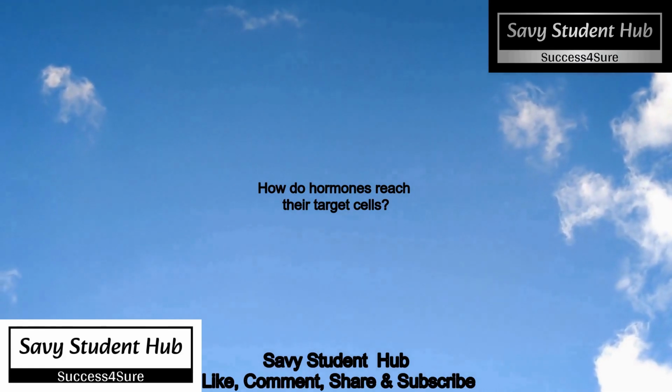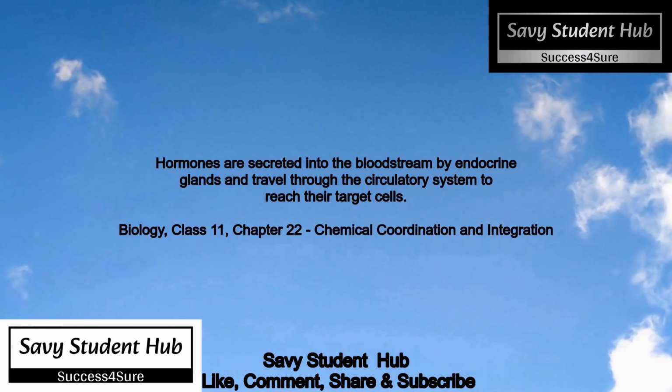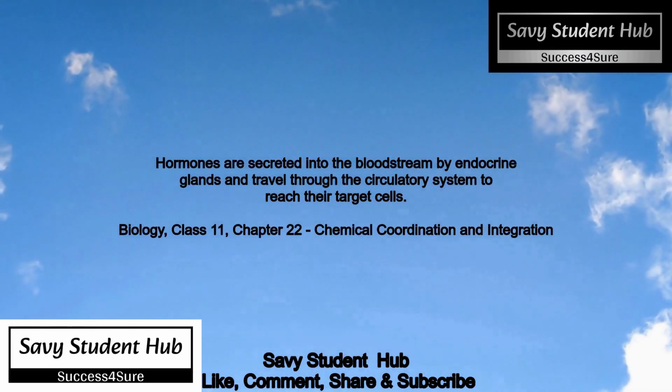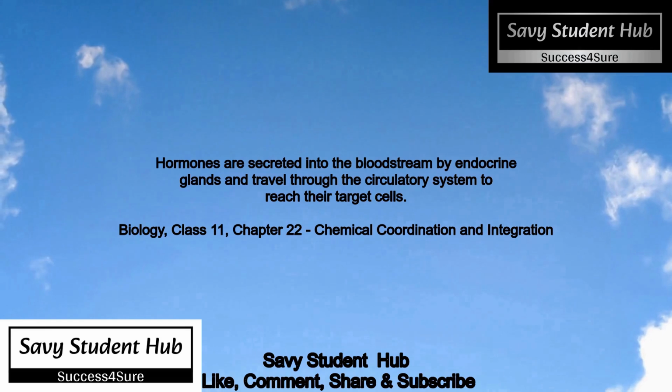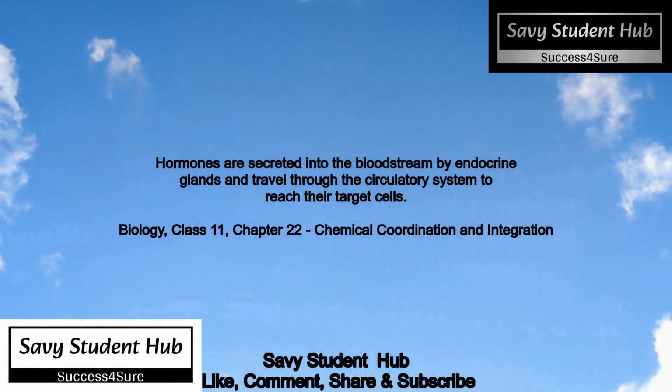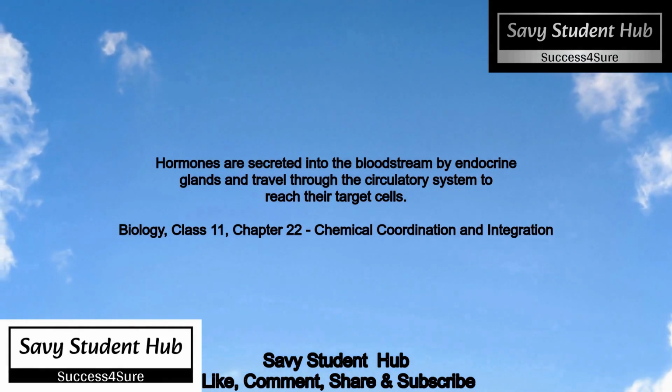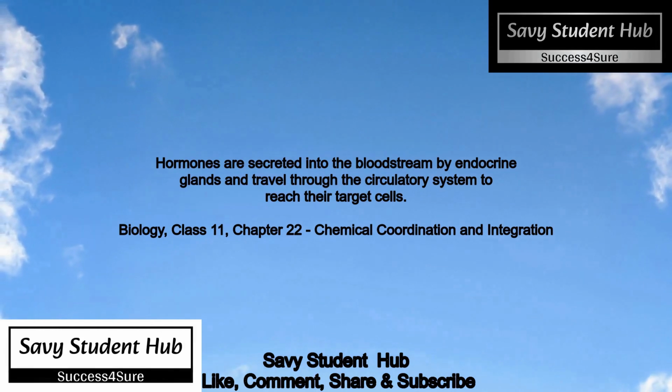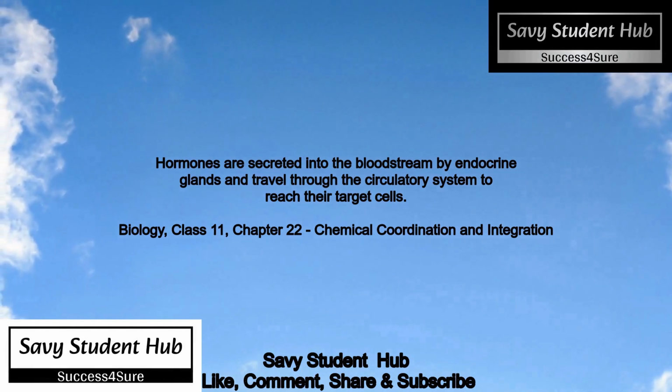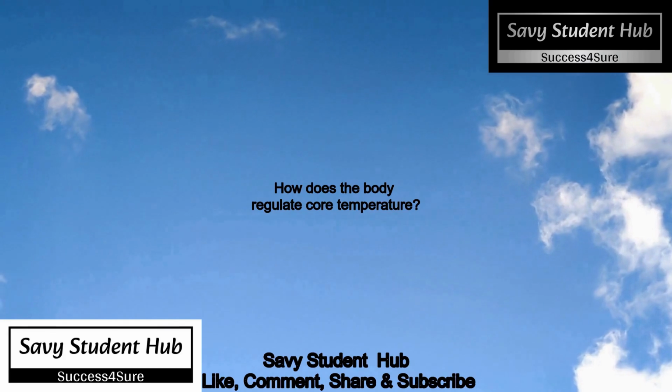How do hormones reach their target cells? Hormones are secreted into the bloodstream by endocrine glands and travel through the circulatory system to reach their target cells.